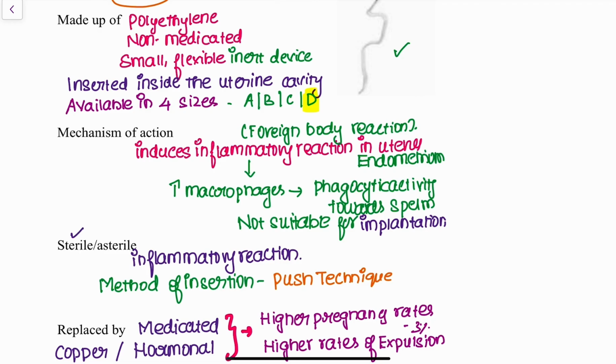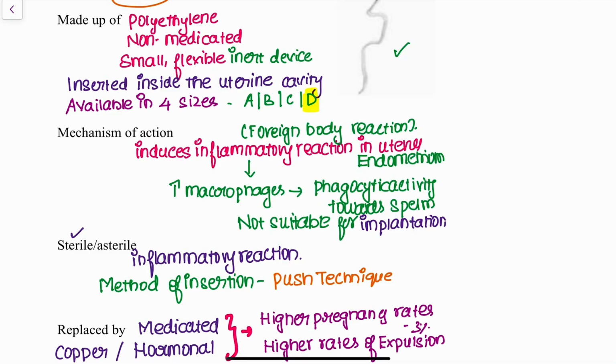What is going to happen? You may have this doubt. So the main mechanism of action of this Lippes loop is that once it is inserted inside the uterine cavity, it is going to induce a foreign body reaction in the uterine endometrium, which means it is going to initiate an inflammatory reaction in the uterine endometrium. So once there is inflammation, there is aggregation of macrophages. These macrophages are going to exhibit phagocytic activity towards the sperm, right?